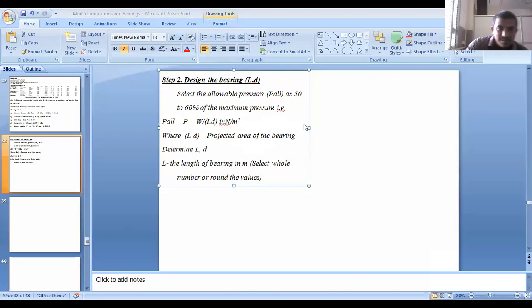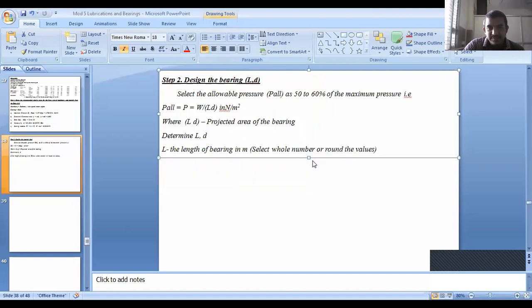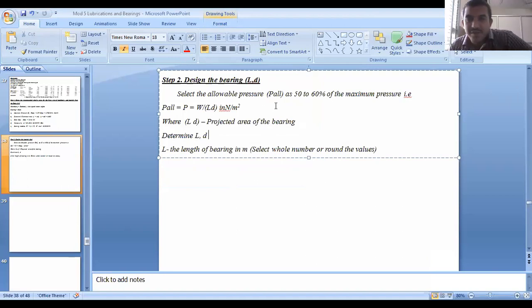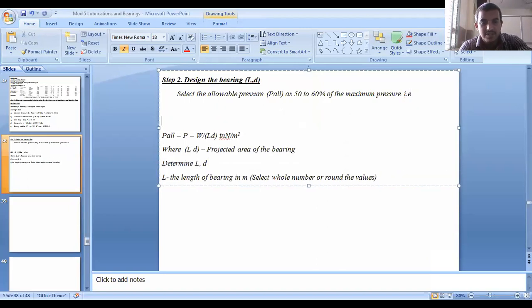Design the bearing. It is L by D, right? Already we know the diameter of the journal. Select the allowable pressure: P allowable as 50 to 60% of maximum pressure. So first you select the allowable pressure. How do you determine allowable pressure? P allowable is approximately equal to 50 to 60% of the maximum pressure.